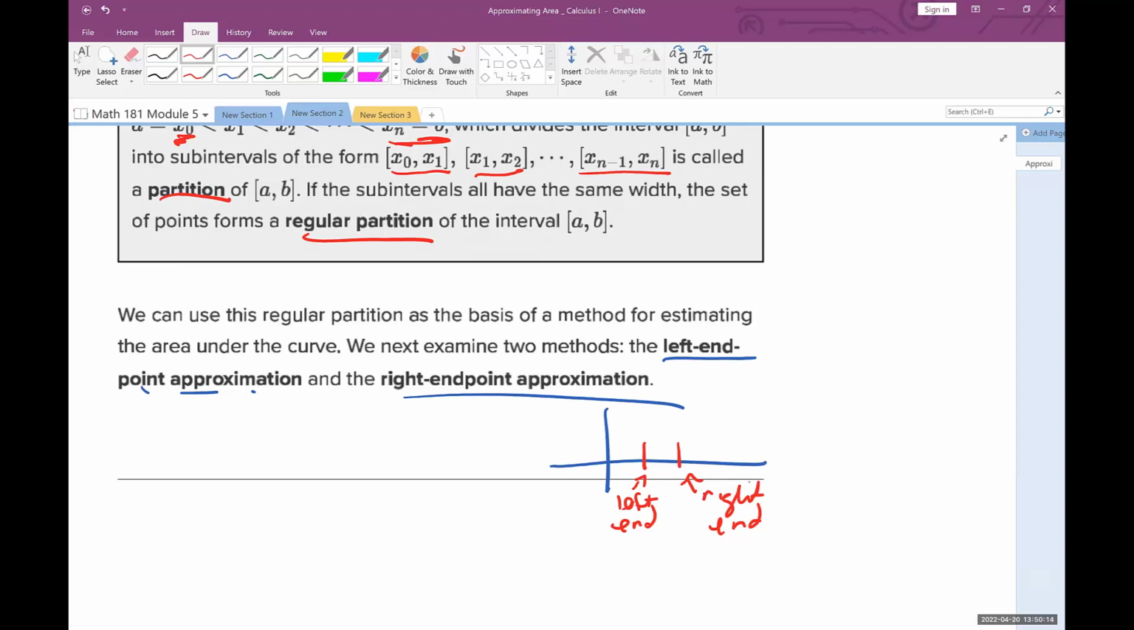Again, I should probably do this from your perspective. Left is below and right is above, or vice versa. And so one might be an underestimate, one is an overestimate.